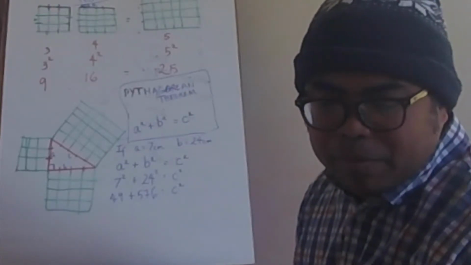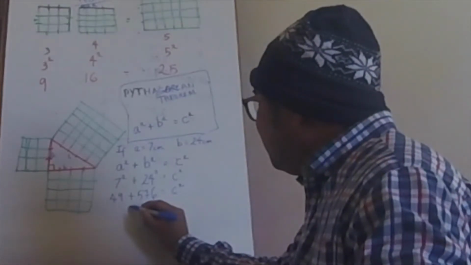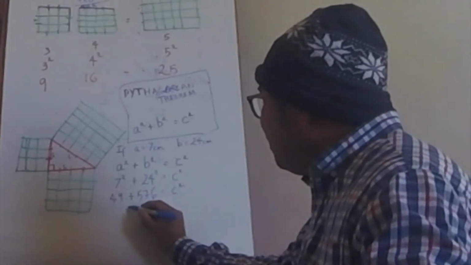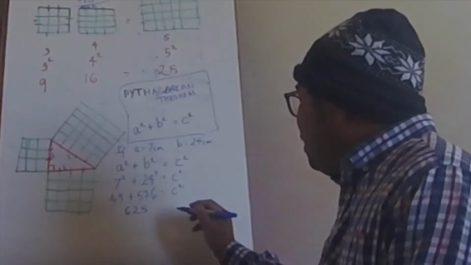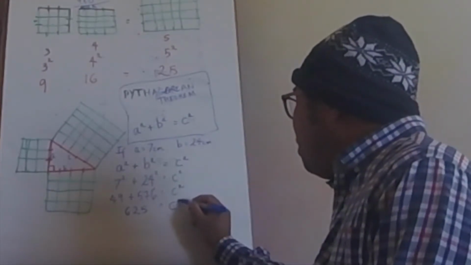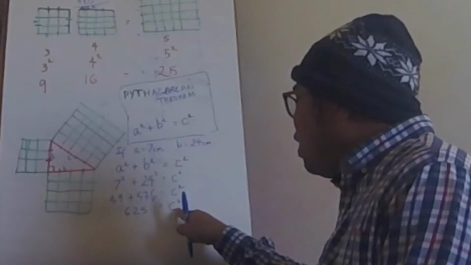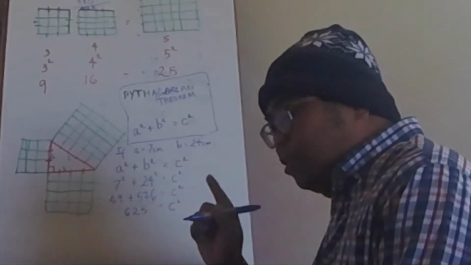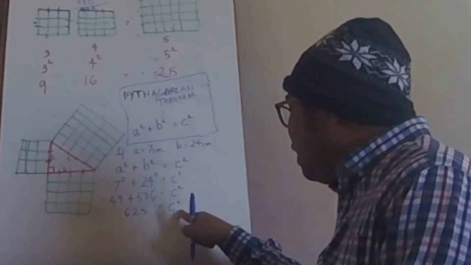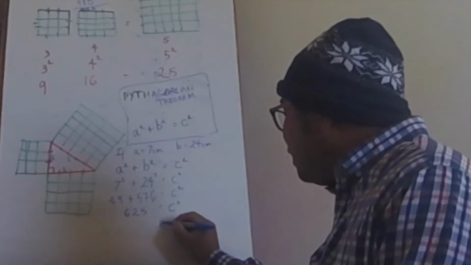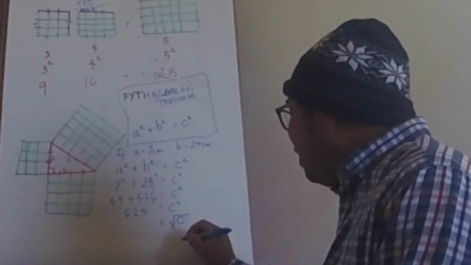That's 623, I think. No, add in 25. Yeah, 625. There we go. Now this one is C squared, right? You have to ask what number, and this is really important, you multiply by itself so that the answer is 625. That's essentially the question of what's the square root.